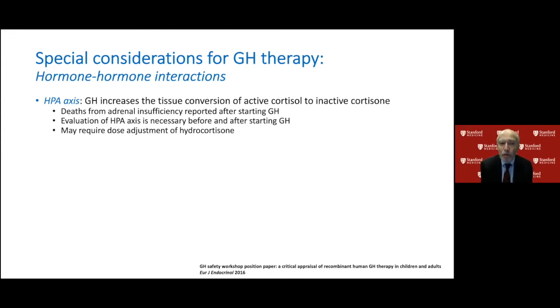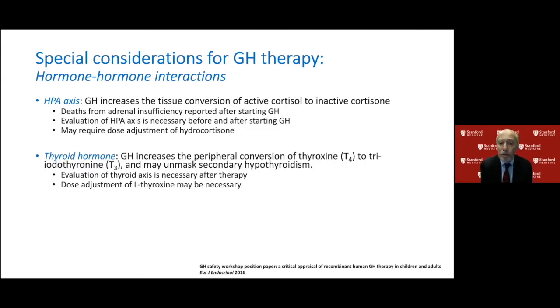Therefore, when we start growth hormone therapy, we are going to increase the turnover and metabolism of cortisol. And deaths from adrenal insufficiency have been reported after starting growth hormone. Therefore, it is crucial to evaluate the hypothalamic pituitary adrenal axis both before and after starting growth hormone. If patients have not been treated with hydrocortisone, it is especially important to make sure that they don't have borderline adrenal insufficiency, because you can tip them over by starting growth hormone. Some patients may require an increase in their hydrocortisone dose if they are currently hypoadrenal.